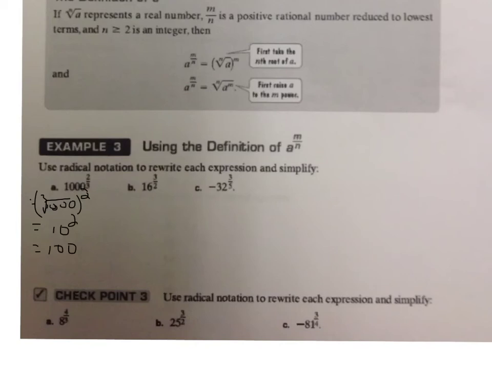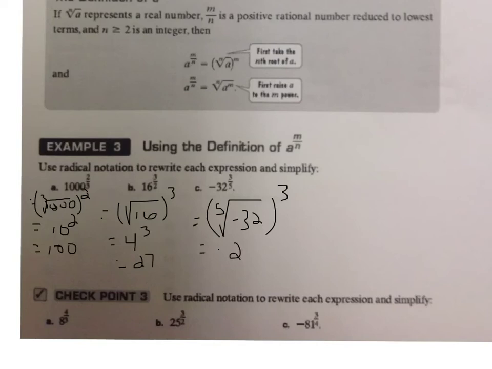Let's look at B. The bottom number is 2, so we're taking the square root of 16, and then the top number is what we raise that to. So the square root of 16 we know is 4, so we got 4 cubed, which is 64. C. Bottom number is 5, so we got the fifth root of negative 32, and that's going to be raised to the third power. The fifth root of negative 32 is negative 2. And we're still going to have to raise that to the third power. That gives us negative 8.